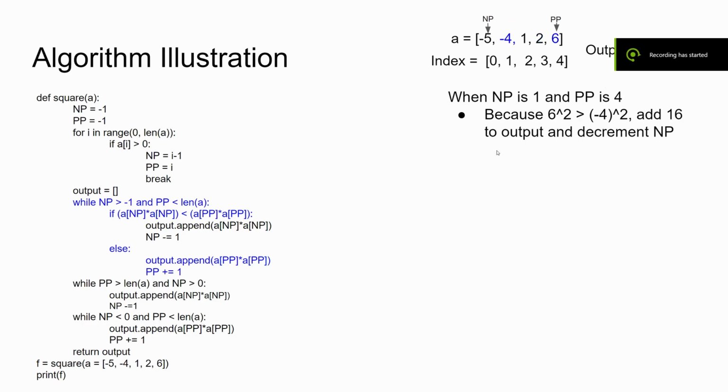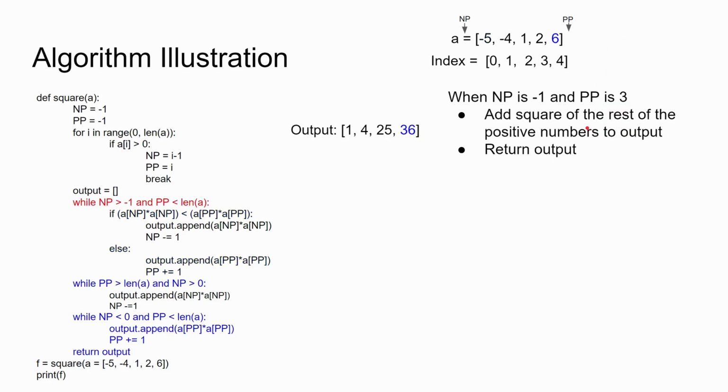When NP is 1 and PP is 4, because 6 squared is bigger than -4 squared, we'll add 16 to output and decrement NP. So now NP is at index 0, and output has 16 in it. And when NP is 0 and PP is 4, because 6 squared is bigger than -5 squared, we'll add 25 to output and decrement NP.